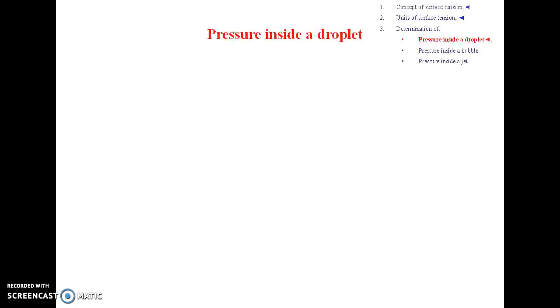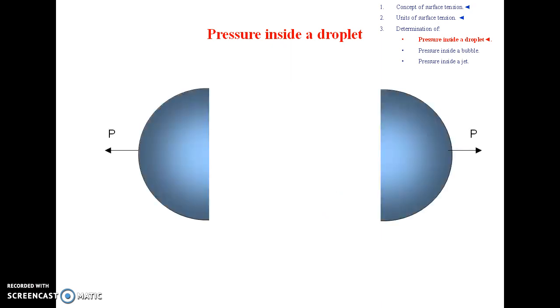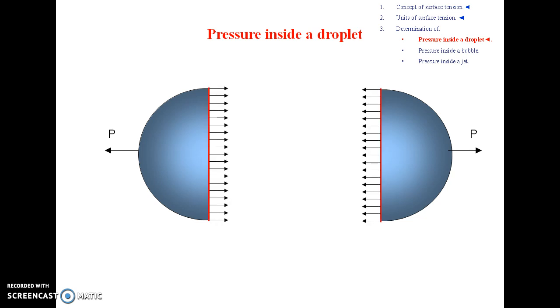Let us consider the pressure inside a droplet of diameter d. The pressure inside the droplet is trying to split this droplet into two halves along this dotted line, and the force of surface tension is trying to oppose this split, which is acting in this direction.